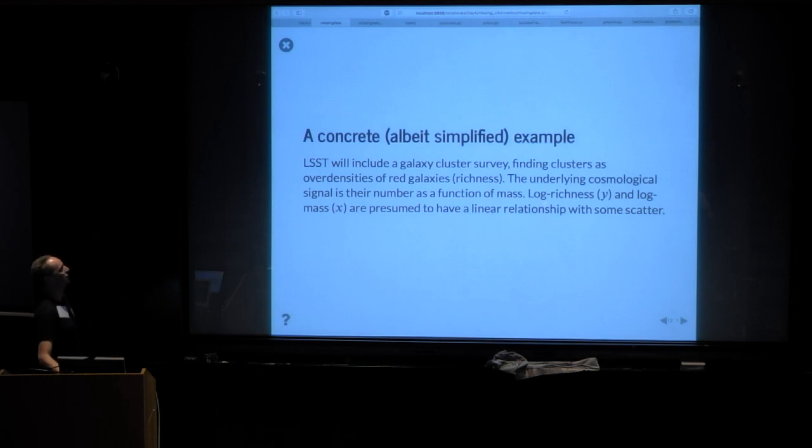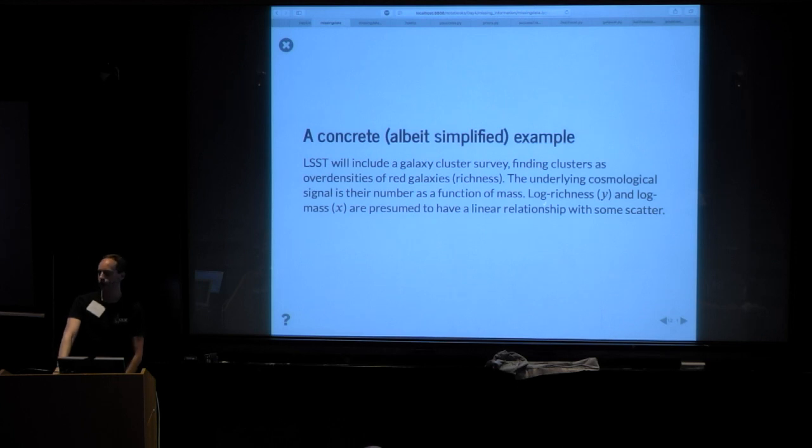But okay, so here's the situation. LSST will do a galaxy cluster survey. I'm sticking with what I know. So it finds clusters. Doesn't really matter how it finds clusters. We'll find them as places where there are lots of red galaxies, but it could be the sum of red light in an aperture as you scan along, or anything like that.